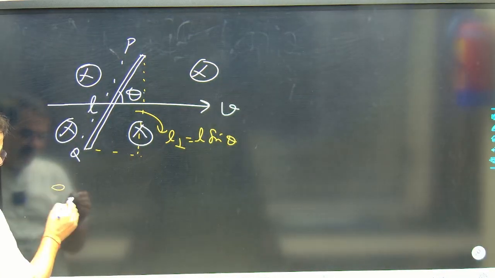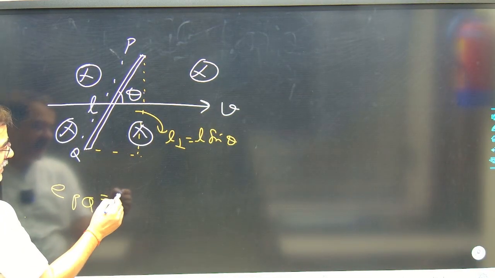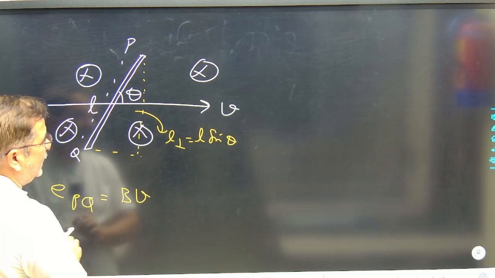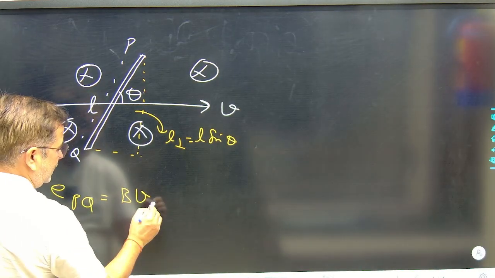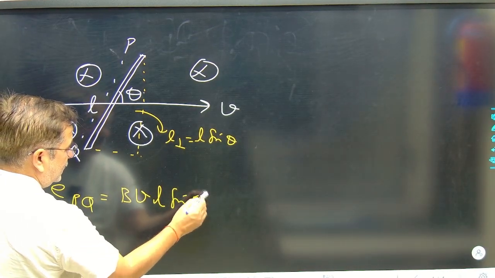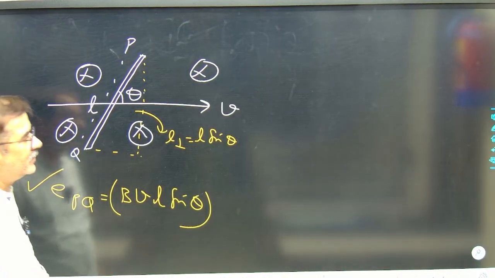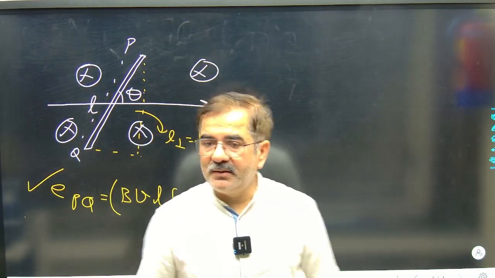So if I have to see this EMF for the length PQ, I will say it is B into V, and length will be taken as L sin theta. It is L sin theta. This will correspond to the EMF. This thing we have to keep in mind.